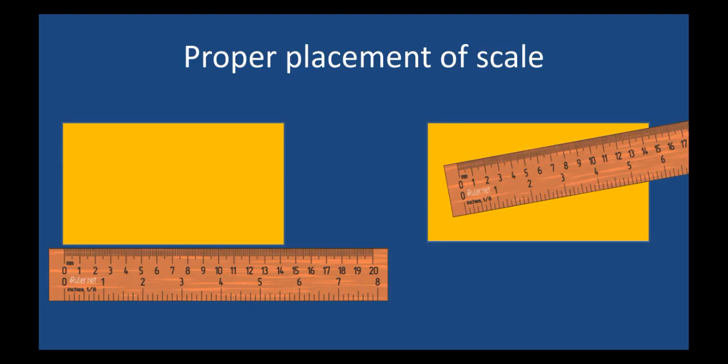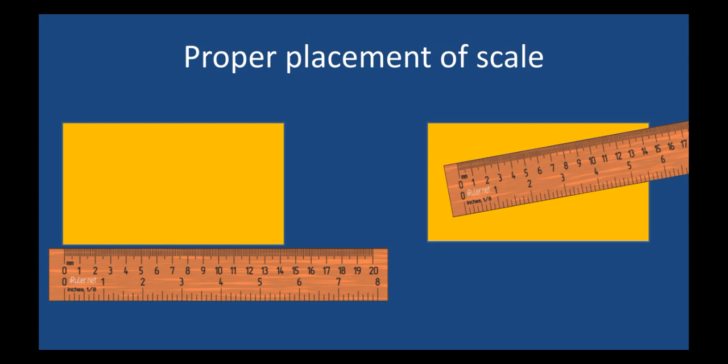So the first one says proper placement of scale. Now this is the first and also a very important precautionary step that we need to take. Over here, I have two figures. Let's name the first one as A and the second one as B. Now what can you see over here? How is the scale placed in the first figure and in the second figure? The first figure represents the correct position of the scale to measure the length of a block. Okay, so this is how you will place the scale in order to measure the length.